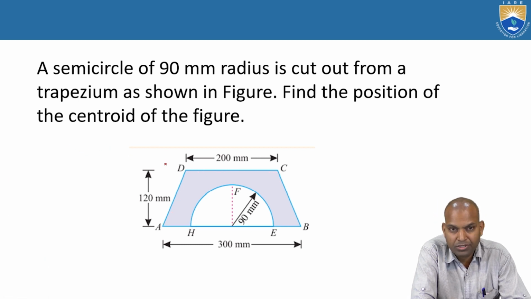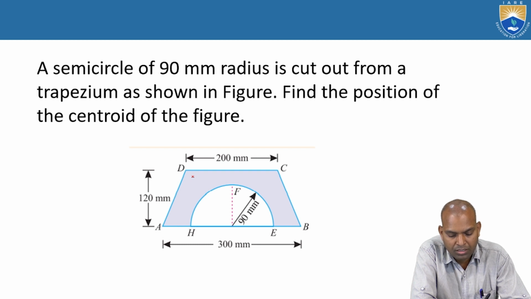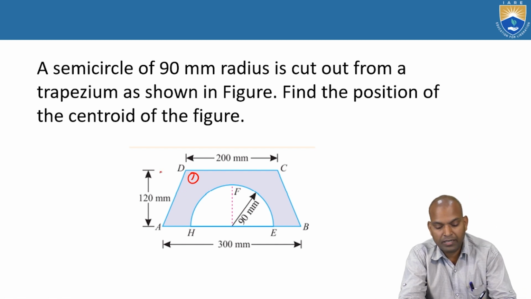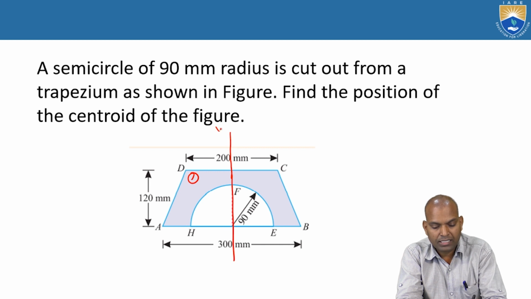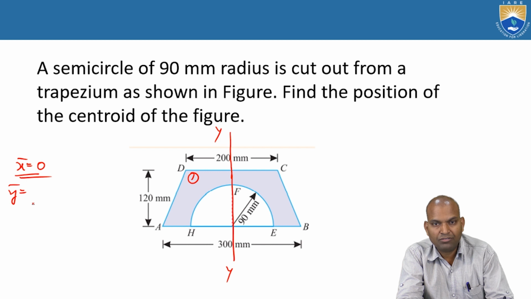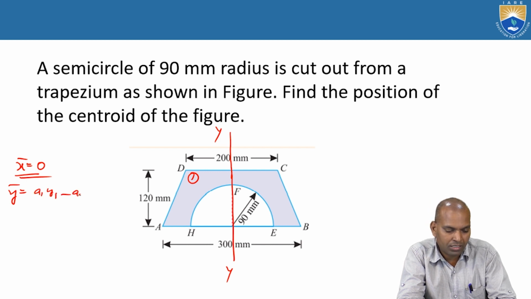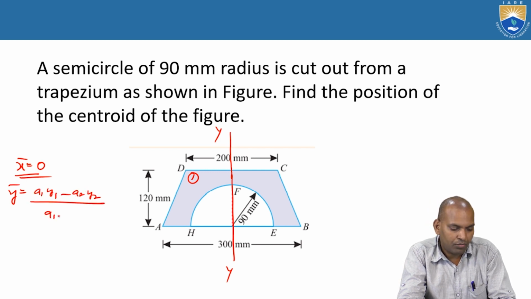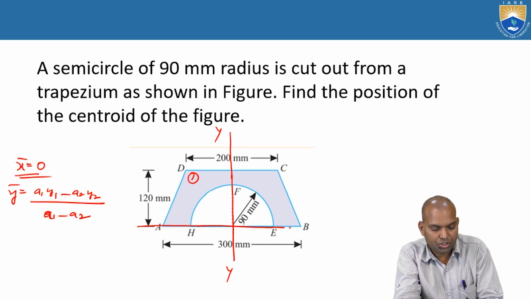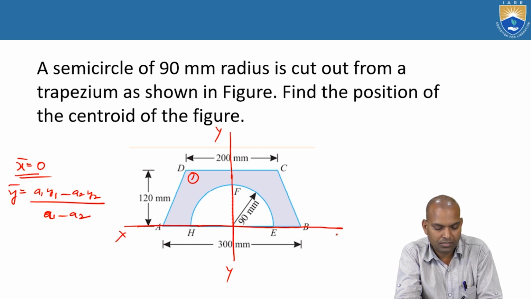Let us begin. The trapezium is section 1, that is a1 x1. It is symmetrical about which axis? Axis yy. This is the axis of symmetry. If it is the axis of symmetry, what is bar x on this axis? That means 0. Now bar y we have to calculate. That is bar y equal to a1 y1 minus a2 y2 by a1 minus a2. Now the horizontal extreme downward position is the reference axis.